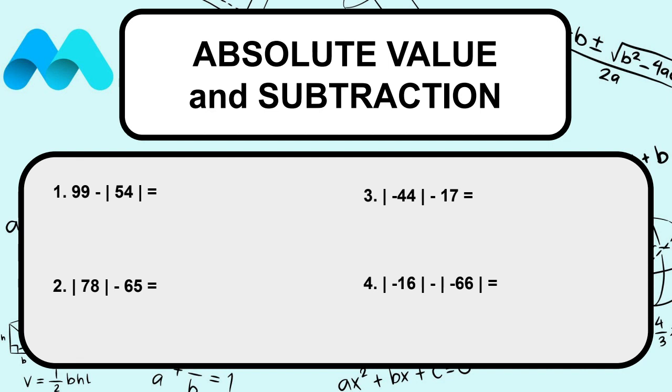So for number one, we are going to work left to right because it's a subtraction equation. So 99, we don't do anything to, we simply bring it down. And then we go 99, we bring down our subtraction sign, minus the absolute value of 54. As I was just saying, absolute value is a grouping sign, so we have to do that first. The absolute value of 54 is 54. So we just rewrite it, we bring down 54, and then we do our subtraction. And I'm going to leave it like that.